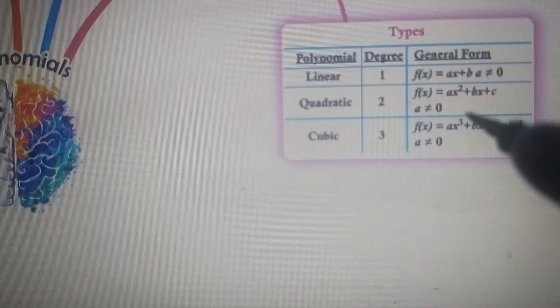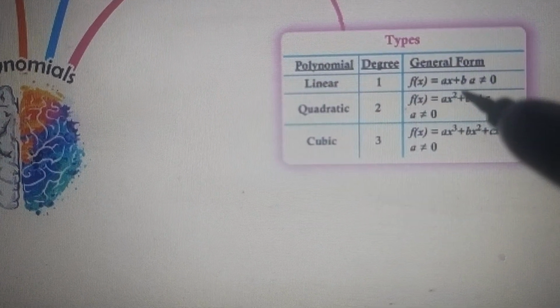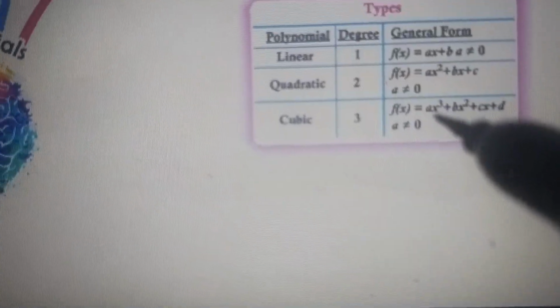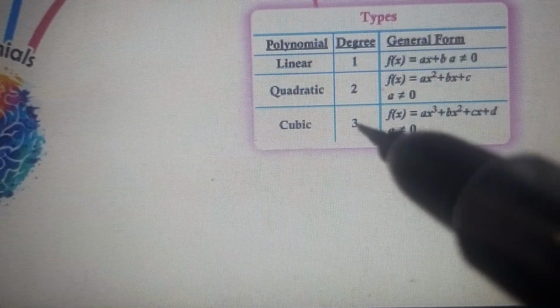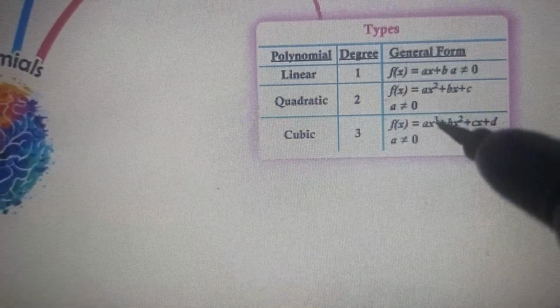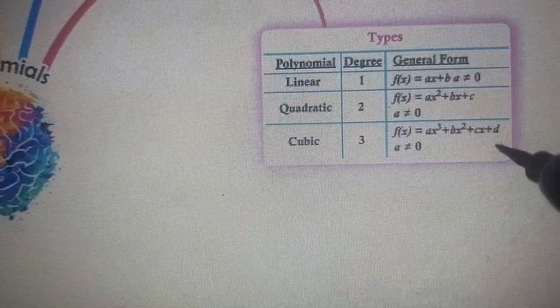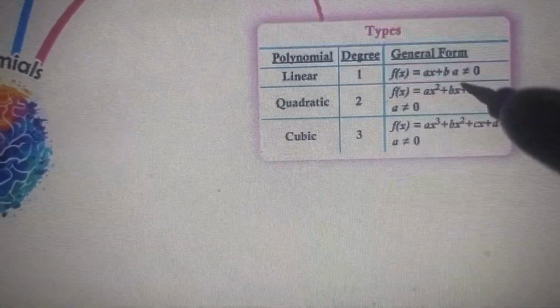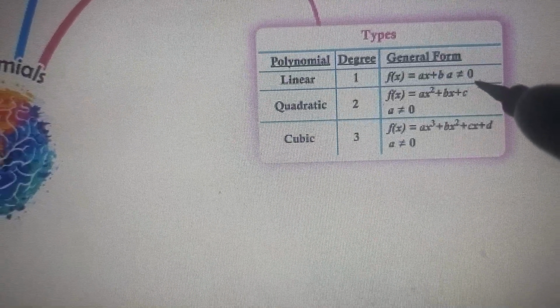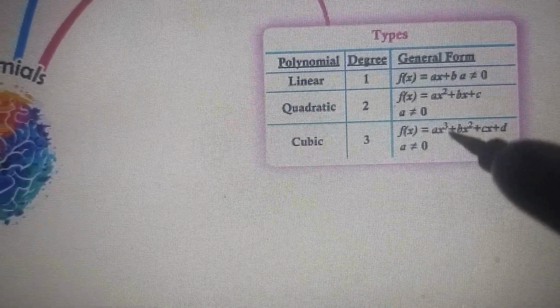And cubic means degree is 3. Here degree is 2, that is quadratic, and x power 1, that is linear. Here x power 3 is there, that is degree is 3. And for a cubic polynomial, we always say that f of x equal to ax cube plus bx square plus cx plus d, where d is the constant. Here c is constant. Here a is not equal to 0 in all 3 polynomials. This is the quick recap of the chapter polynomials in algebra.